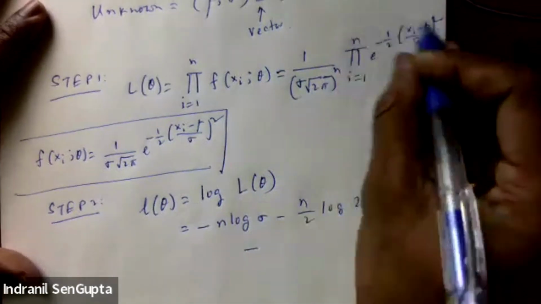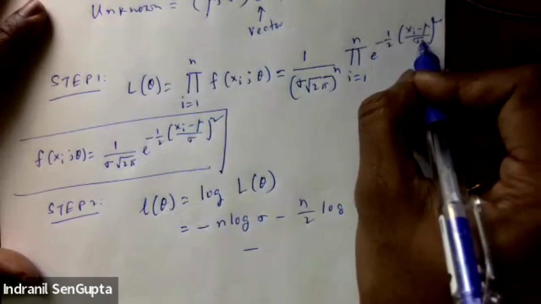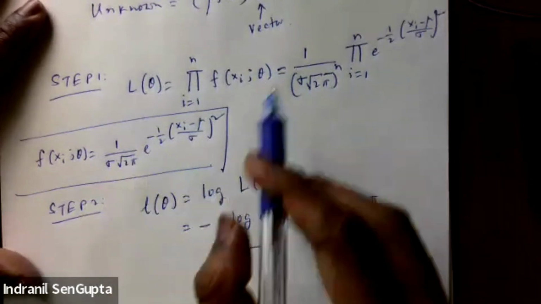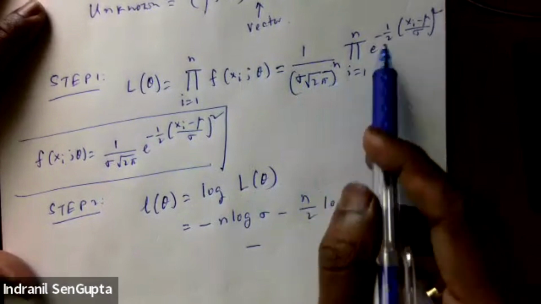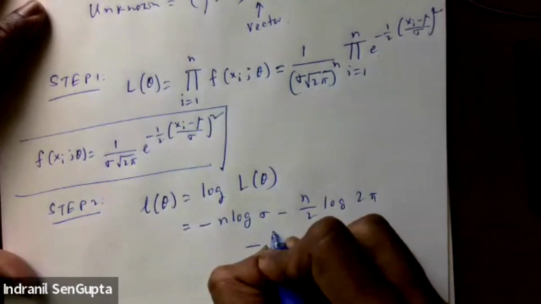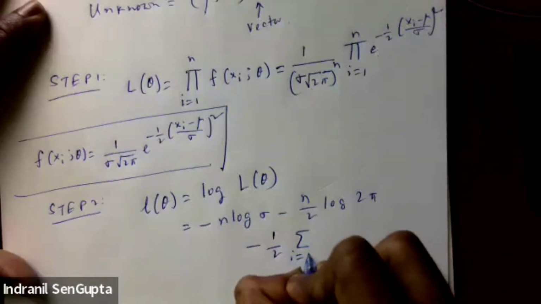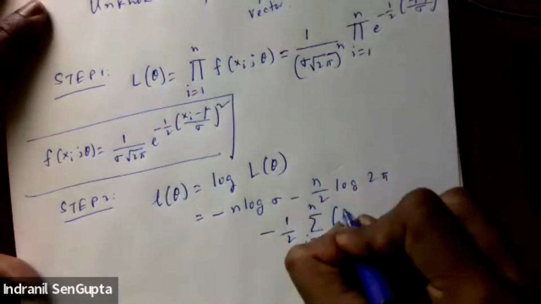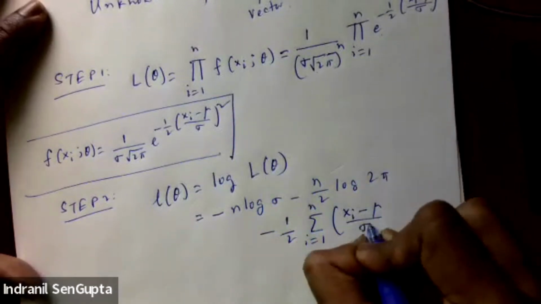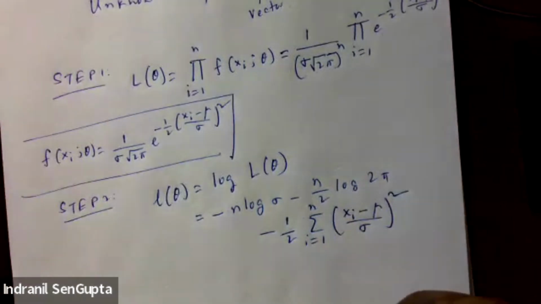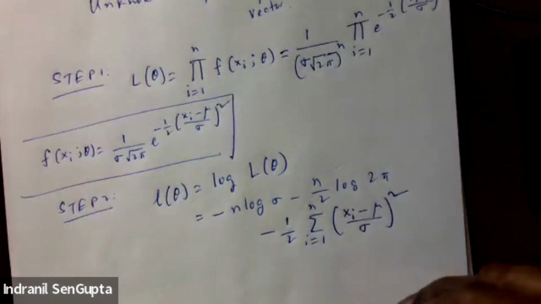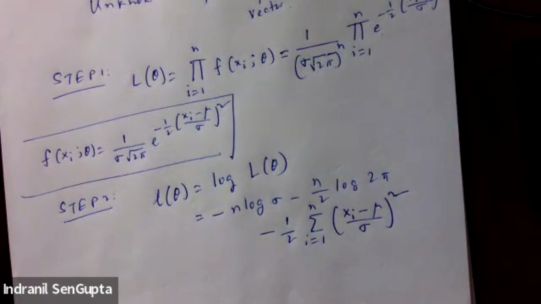This takes care of the first two terms. And minus, now these are products, so it will be addition. And since the log is with respect to e, all these terms will be minus 1/2 summation i from 1 to n of ((xi minus mu) over sigma) squared. Okay, that's it. So that is my log likelihood function.